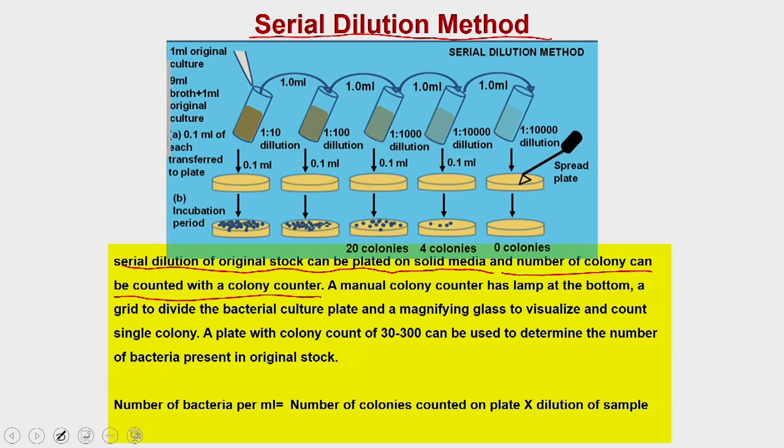A manual colony counter has a lamp at the bottom, a grid to place the bacterial culture plate, and a magnifying glass to visualize and count the single colonies. In this particular type of colony counter, a colony number of 30 to 300 can be used to determine the number of bacteria present in the original stock.